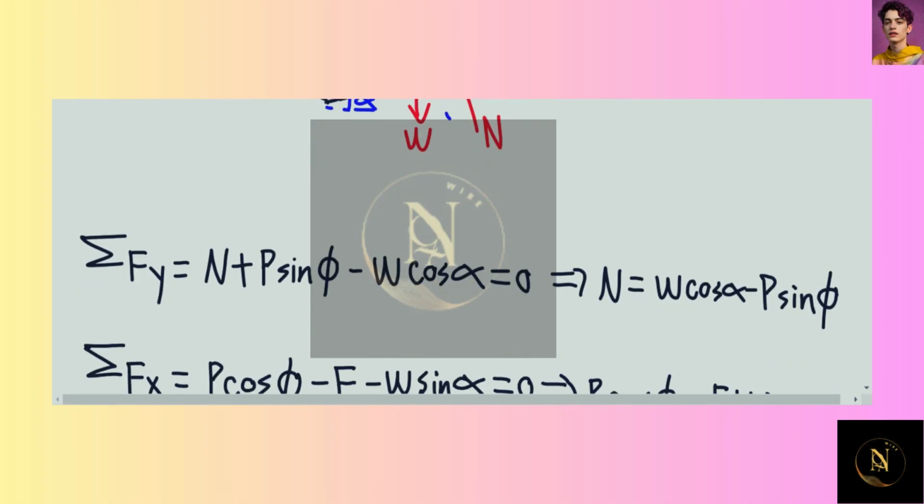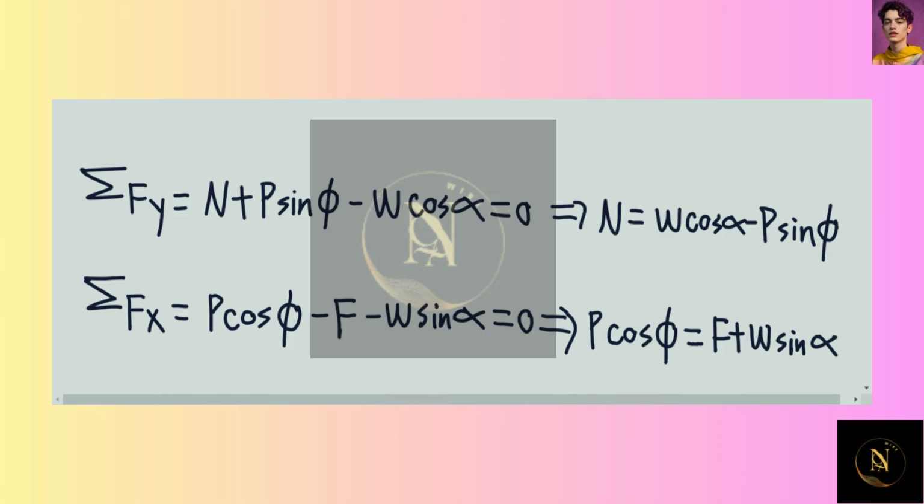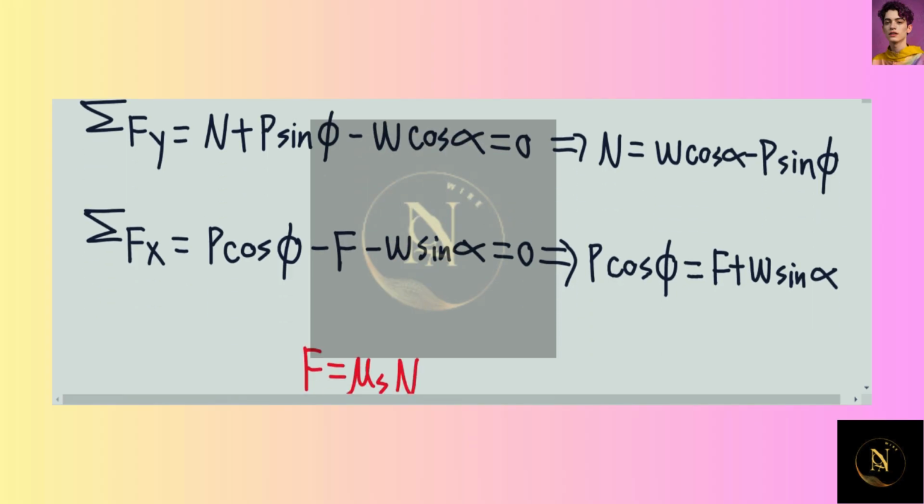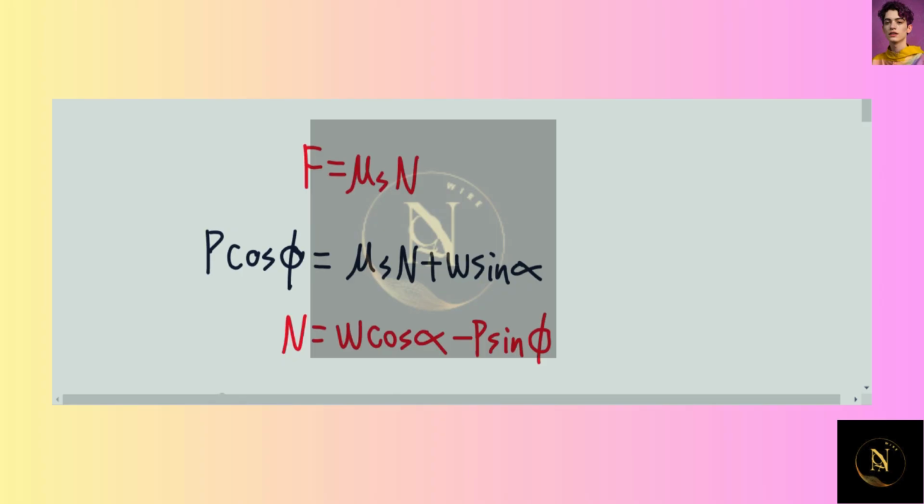And the net force along the x direction is P cosine phi minus F minus W sine alpha equal to 0. So we have P cosine phi equal to F plus W sine alpha. And we know F here is the friction, and friction is equal to the coefficient of static friction times the normal force. So we have P cosine phi equal to mu_s N plus W sine alpha.